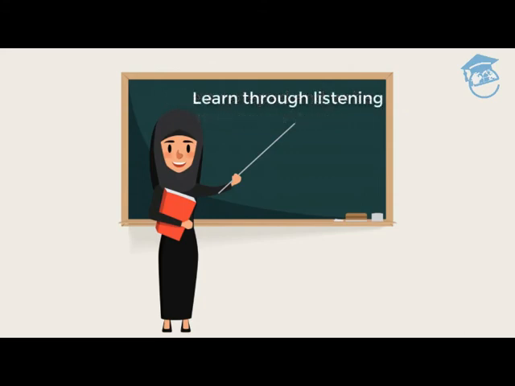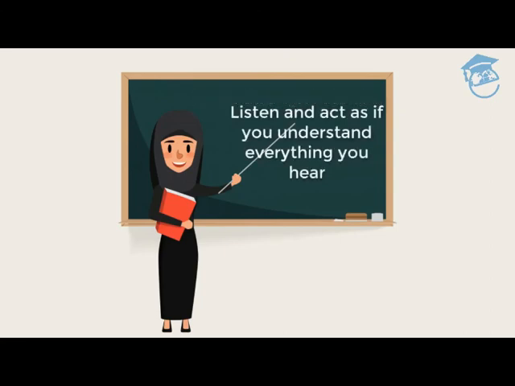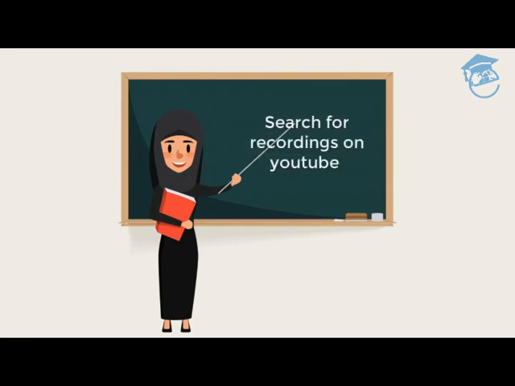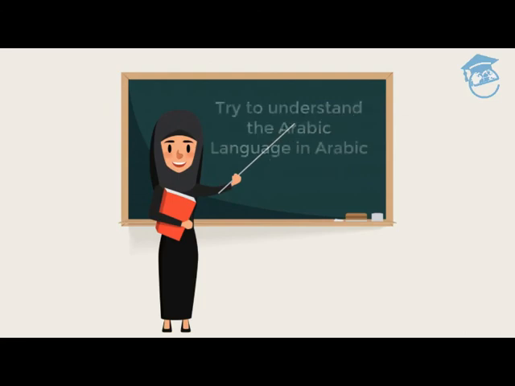You must also learn through listening. In this way, you learn how Arabic is spoken and how certain ideas are conveyed. The best thing is to listen and act as if you understand everything you hear. If you can't find a native Arabic speaker giving a talk, then find recordings on YouTube. They're readily available. Try to understand the Arabic language in Arabic. Don't be like some people who only wish to translate everything into their own native tongue. This will take time, but it's very important and will cause you to understand Arabic as it is.